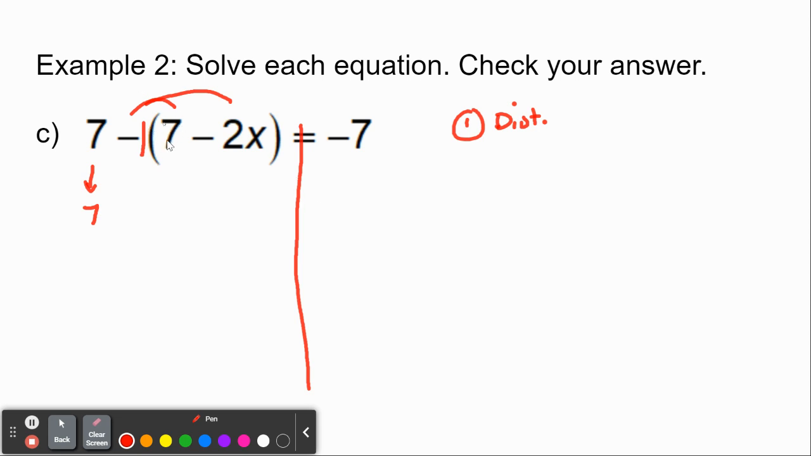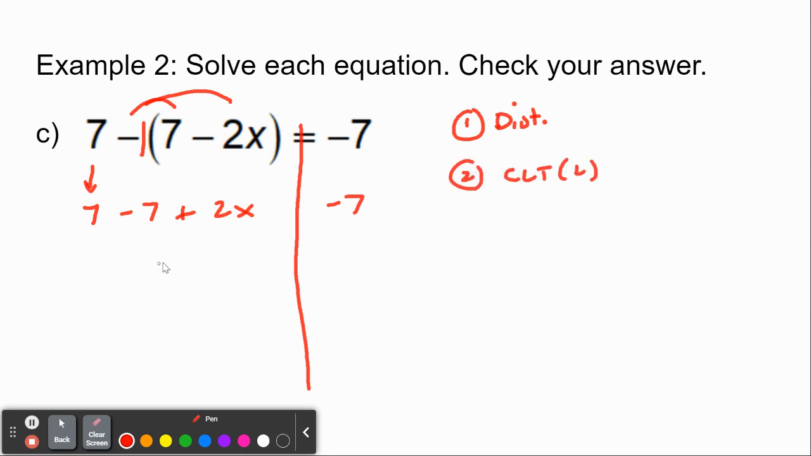So this 7 is positive inside the parentheses, so it'll become negative. This negative 2x is negative inside, so it'll become positive. And then bring down your negative 7 on the right. So that's all that's going to happen. Okay, so we got rid of the parentheses. So now we're going to combine our like terms. We can do that on the left-hand side.